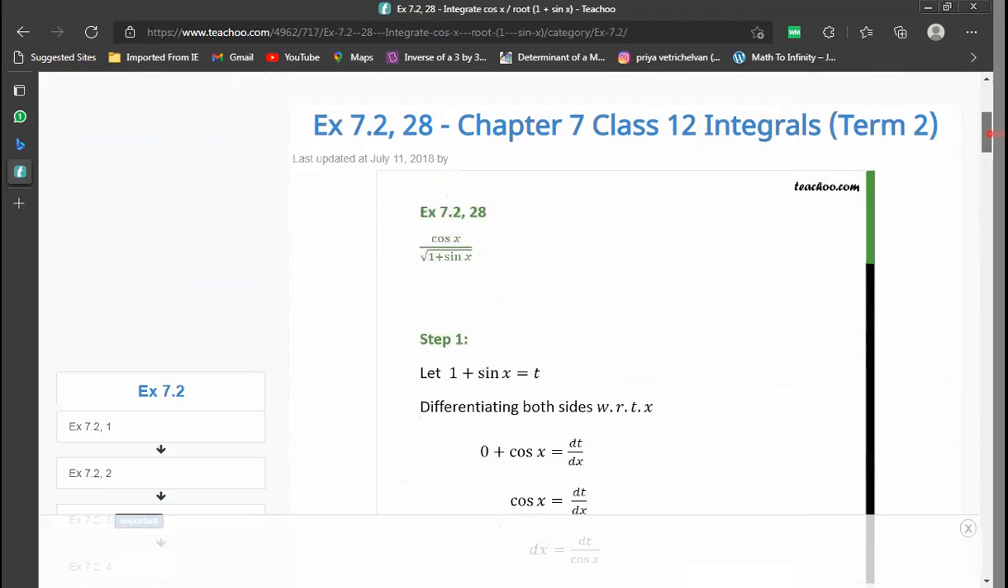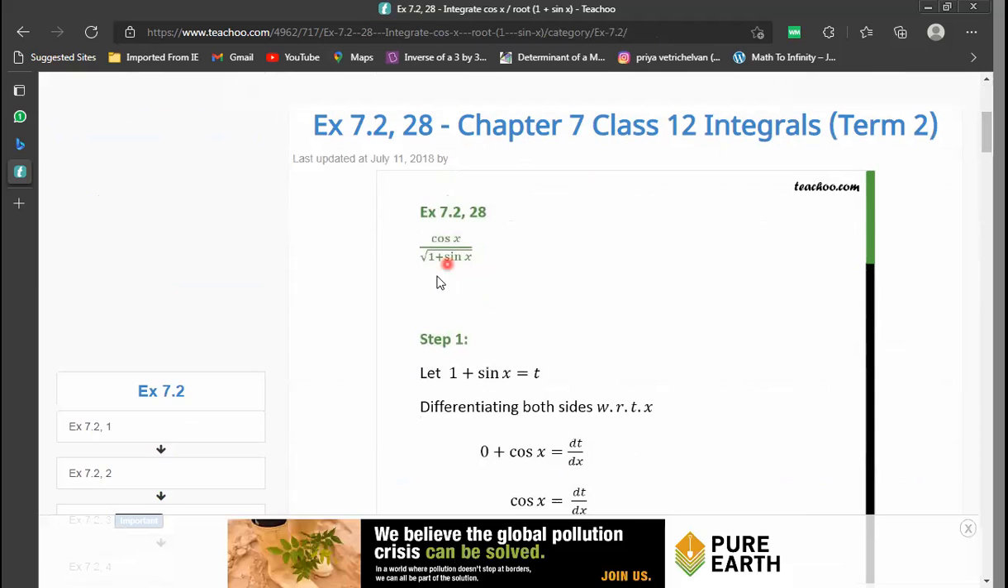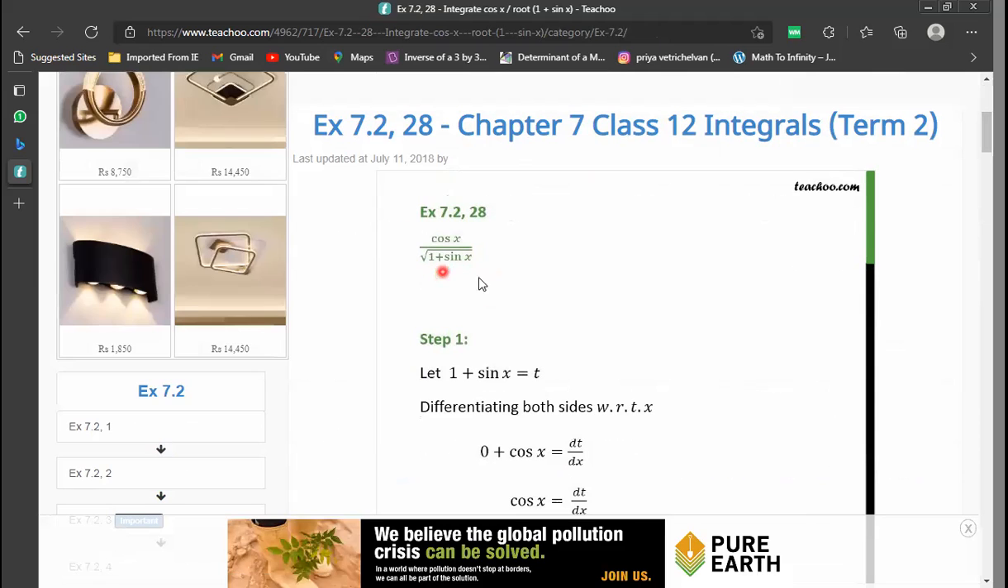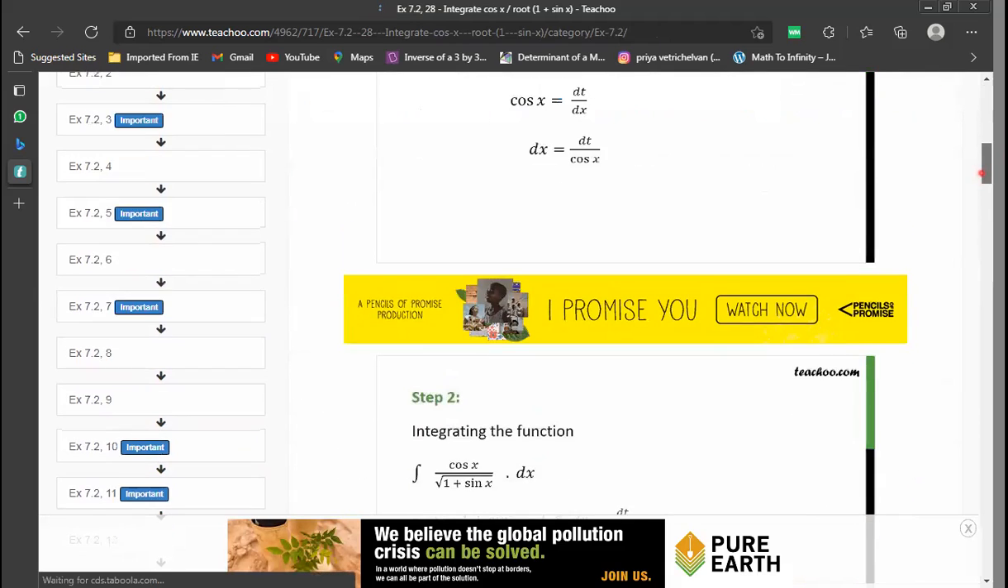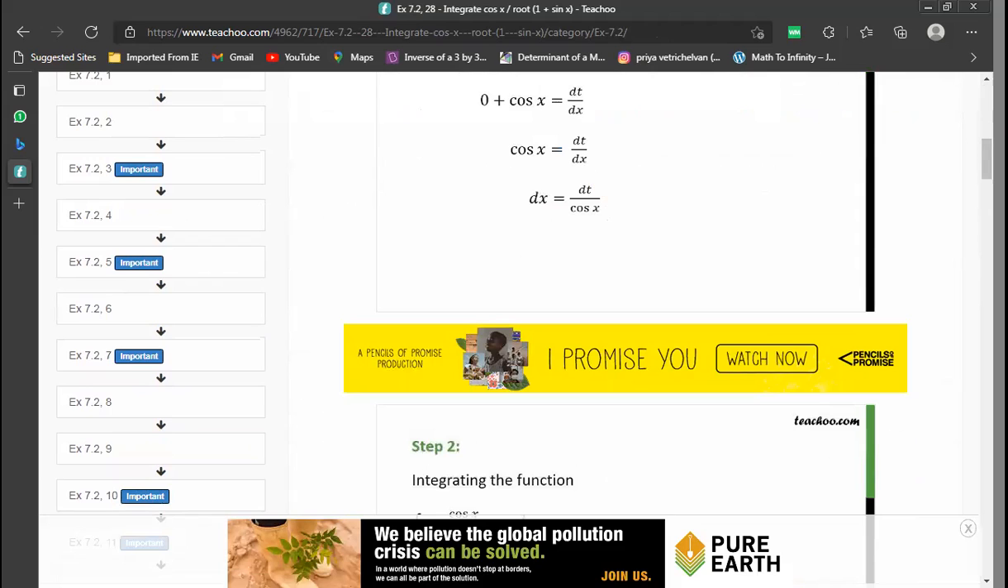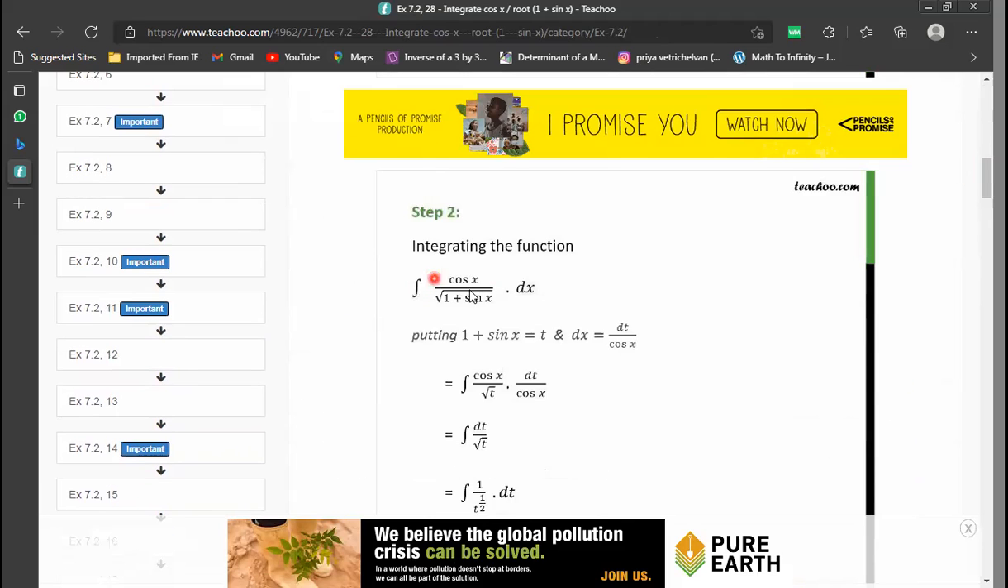Cos x upon 1 plus sin x. Always go for the expression. Take the expression 1 plus sin x as t and differentiate both sides. You will have dx as dt by cos x. Just change your question: it's cos x upon what? 1 plus sin x, which is t.